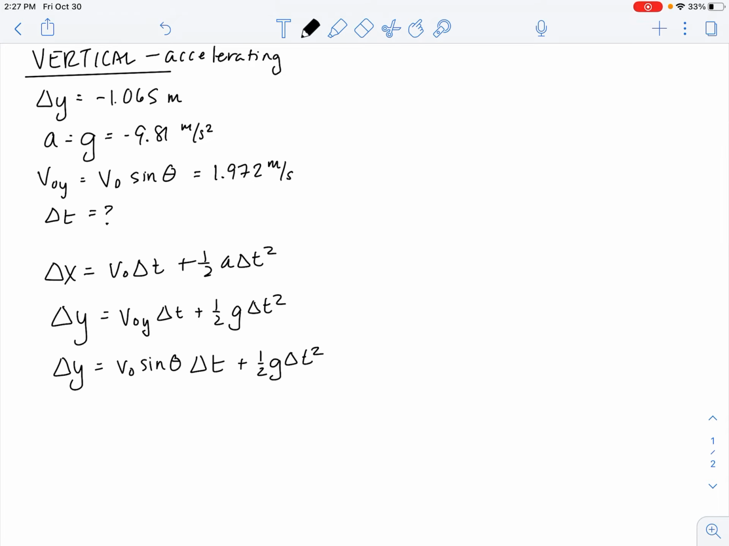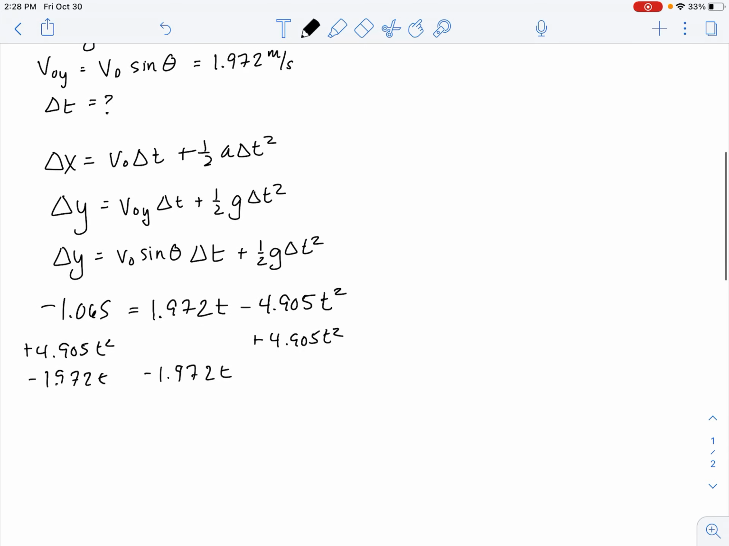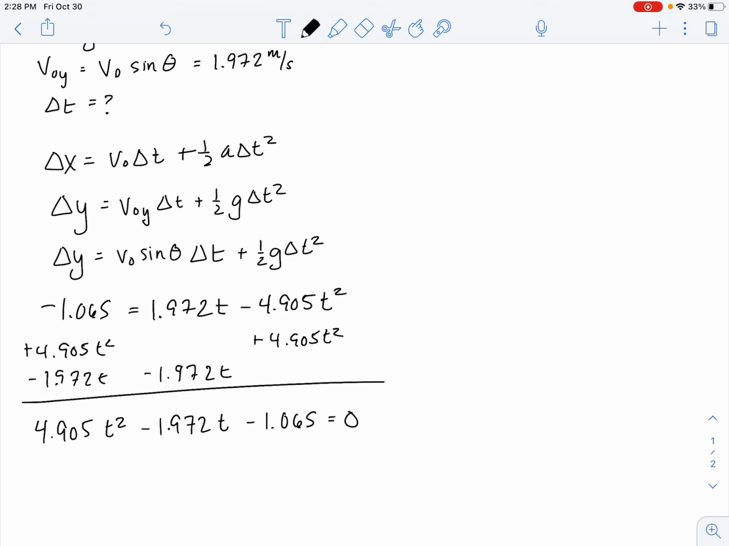Okay, I'm ready to plug in my values. Delta y was negative 1.065. My initial speed in the vertical direction was 1.972 t. And then 1/2 g was negative 4.905 t squared. Now I'm going to put this into standard form. So I'm going to add 4.905 to both sides, and I'm going to subtract 1.972 t from both sides, so that I end up with 4.905 t squared minus 1.972 t minus 1.065 equals 0.